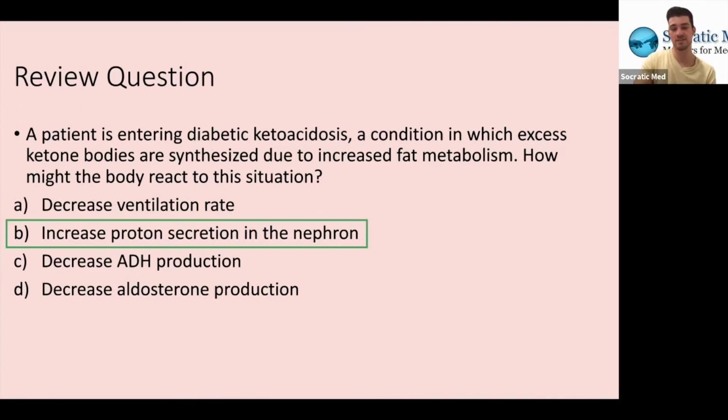And D, for the same logic that C is, if we allow ions into the body, then water is going to follow. But we're not doing that. We're decreasing aldosterone production, so it's not helping get the body back to its natural equilibrium, that's 7.4 physiological pH. The only one that definitely, concretely lowers pH levels is increasing proton secretion in the nephron.